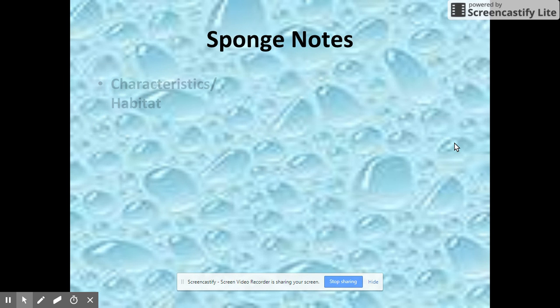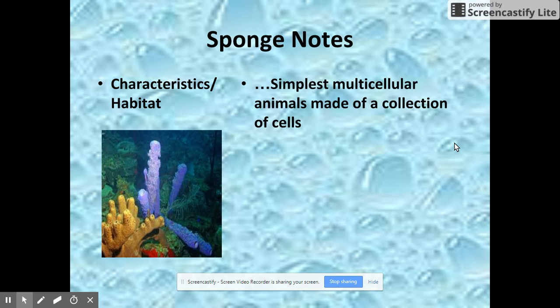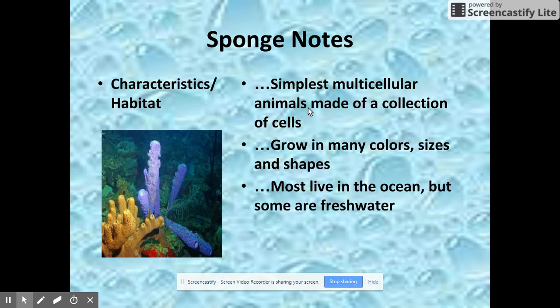All right. So these are just the notes on sponges, characteristics and habitat. The simplest multicellular animals made of a collection of cells. So that's what multicellular means. It's made of a collection of cells. Sponges are the most simple form of this. They're pretty much the closest thing you can be to a plant without being a plant. They can be many colors, sizes, and shapes. Most live in the ocean, but some can be fresh water.